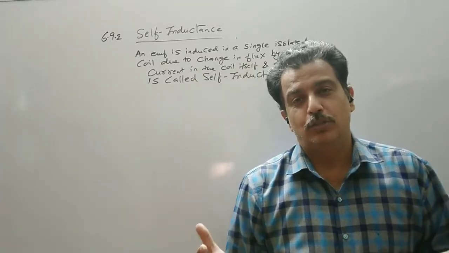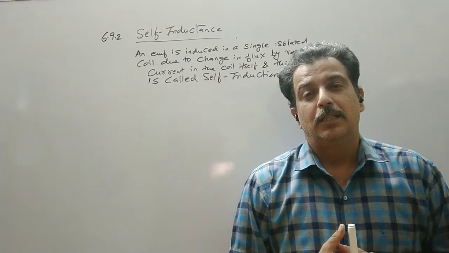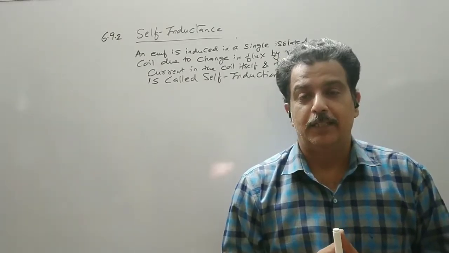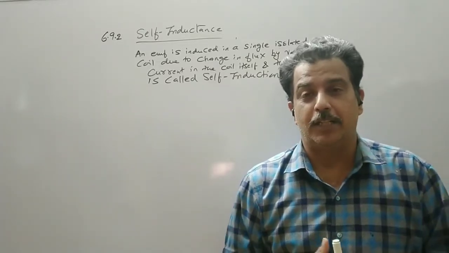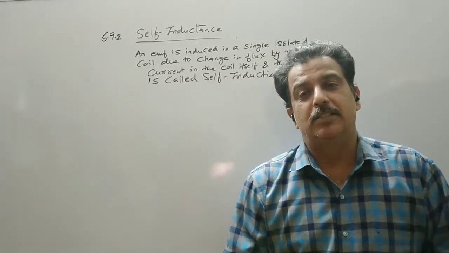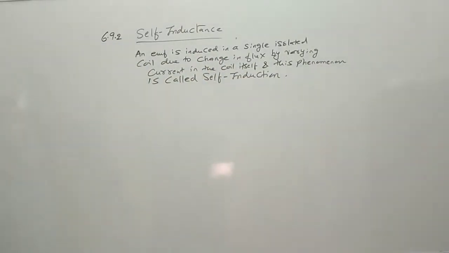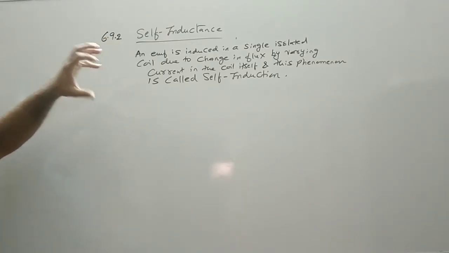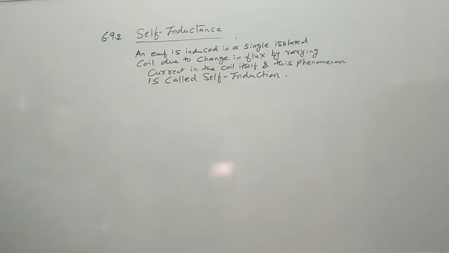In Lenz's law also we have seen, when the north pole was approaching the coil, the current was induced in such a way that it opposes the motion of the magnet. Now here there is no motion, there is variation in the current. This variation in the current is opposed. So that is self-inductance, where we will see that the coil opposes the growth or the decay of the current.